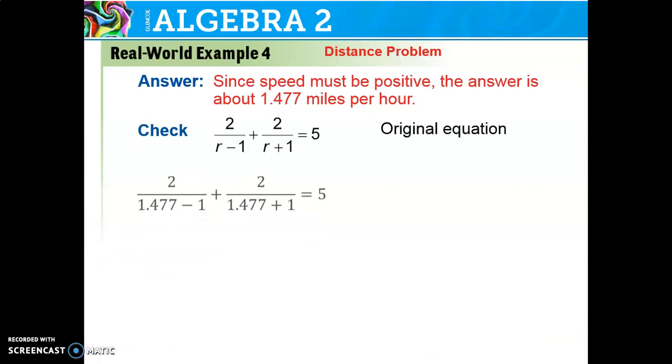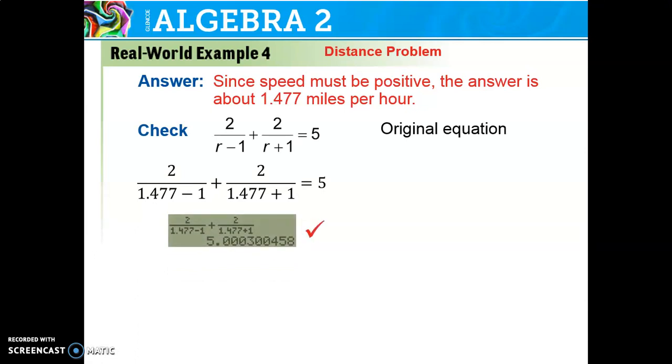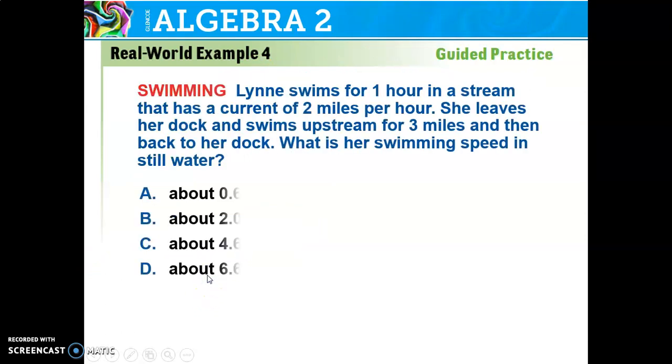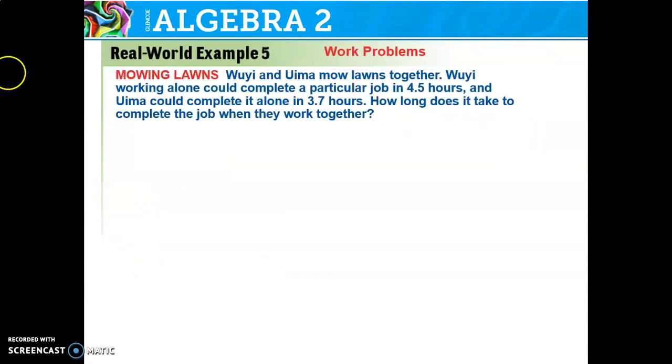And we can give it a try. And we can see that when we put in 1.477, which we rounded, we get something that's very close to 5 miles per hour. Okay, here's one for you to try, multiple choice. See if you can get the correct answer. And it's D.